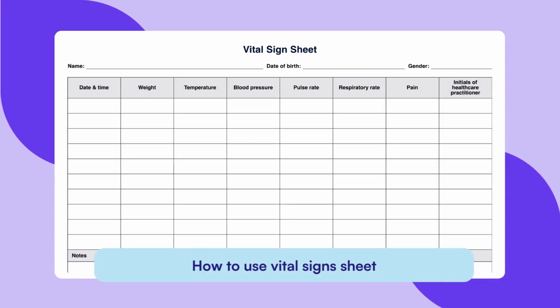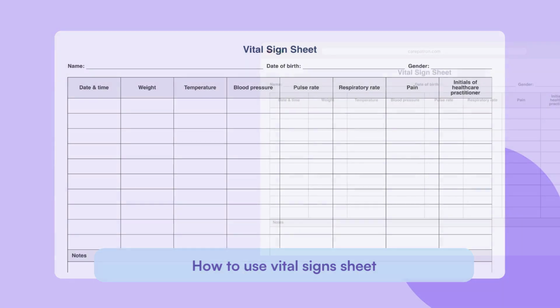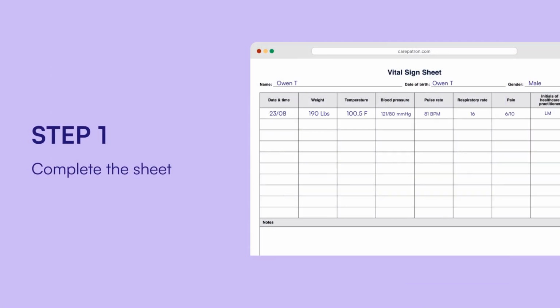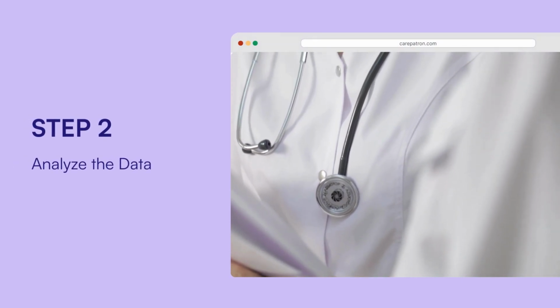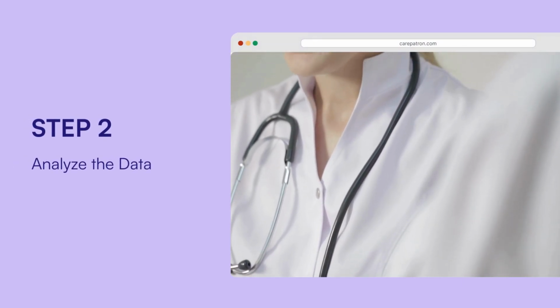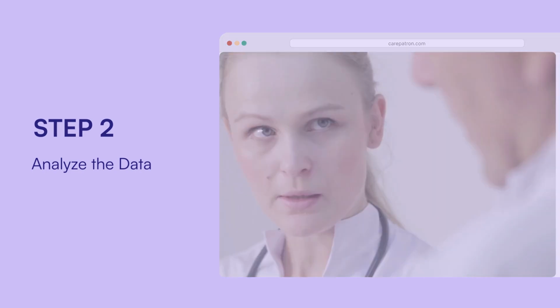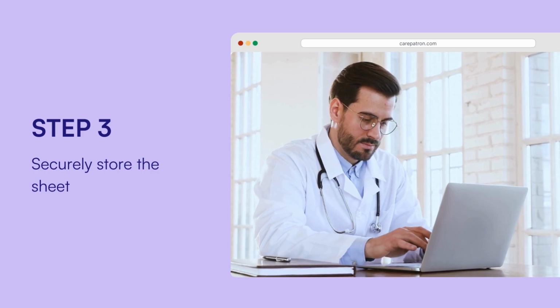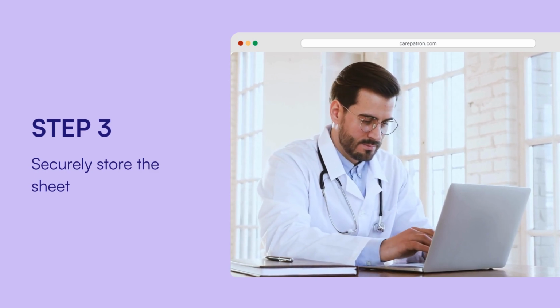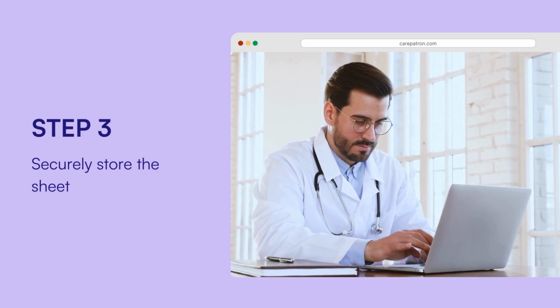Vital signs sheet steps. Fill in the template each time you measure a patient's vital signs such as blood pressure and double check for accuracy. Review previous entries to spot any significant changes in the patient's vital signs which may require further testing. Store the completed vital signs sheet either in a physical location with security measures or in a HIPAA-compliant online platform like Carepatron.